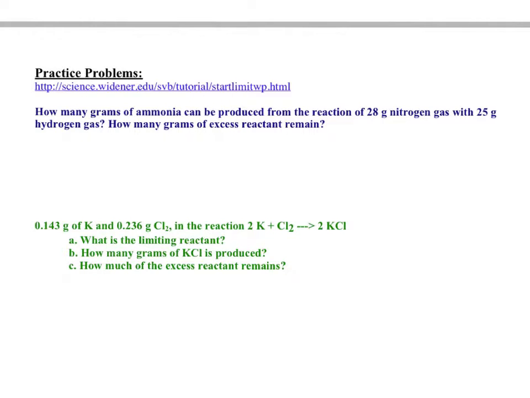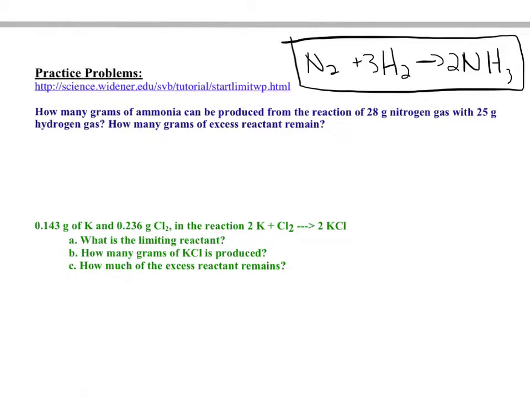Okay? So let's first write the balanced reaction for this. So this is N2 plus H2. Both of these are diatomic, and it forms ammonia, which is NH3. And to balance that, I've got 2 nitrogens here, so I want to put a 2 there. And then that gives me 6 hydrogens, so I put a 3 there. And we now have a balanced reaction, so I put a box around that.